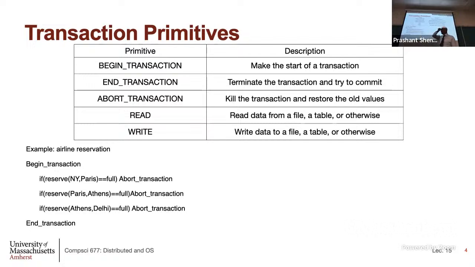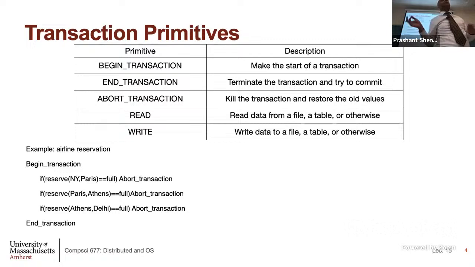This is an example of an airline reservation where you begin transaction. Then you make a booking from New York to Paris. If that doesn't succeed, you abort the transaction because you can't finish the booking. If that succeeds, you go to the next statement, book from Paris to Athens. If not, you abort, and then you do Athens to Delhi. If all of them succeed, then you have a booking from New York to Delhi in 2 stops. This is an example of all or nothing, because it makes no sense to get just some of those segments, but not all of them.